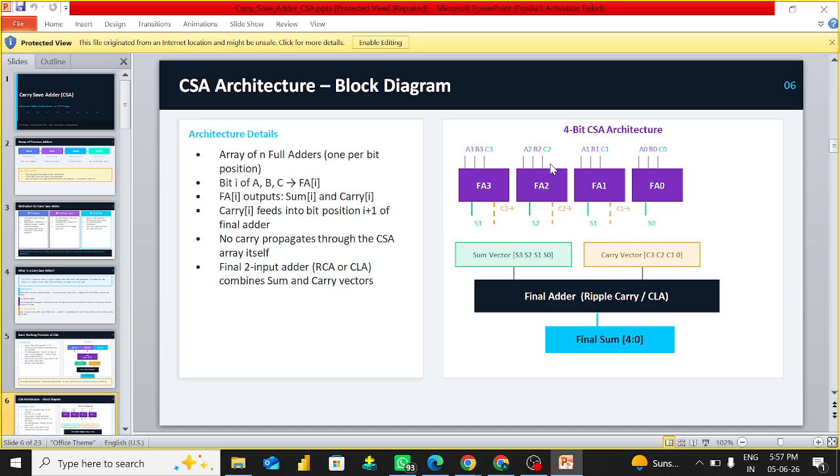So here what we are doing, these full adders which have a particular operation on that set of bits will work simultaneously, like parallel operation. So that is why CSA is faster. Why faster? Because they have no carry dependency on other full adders.